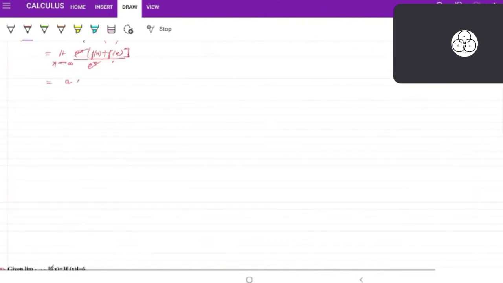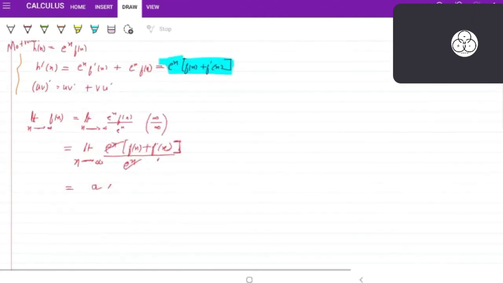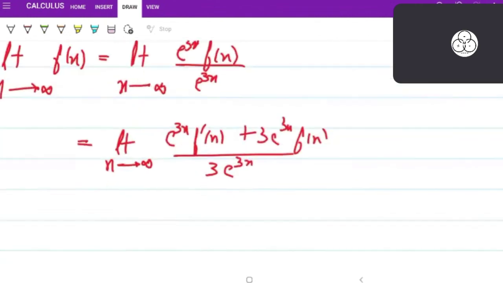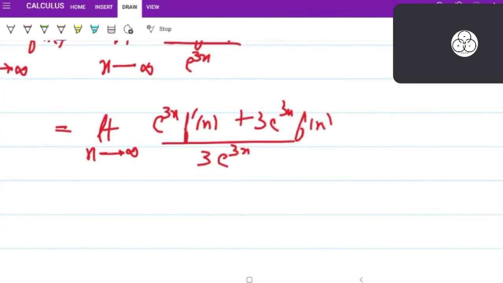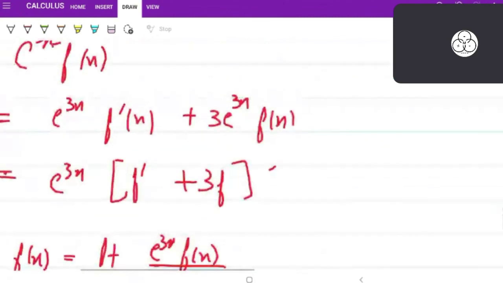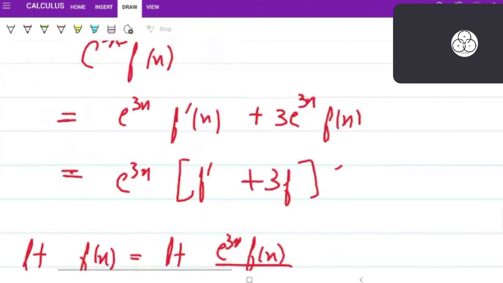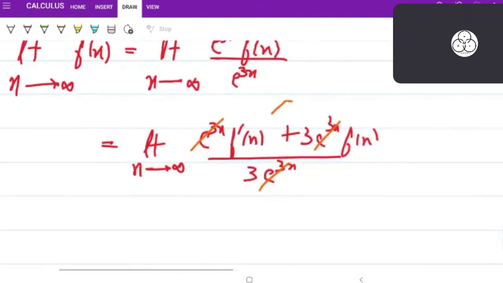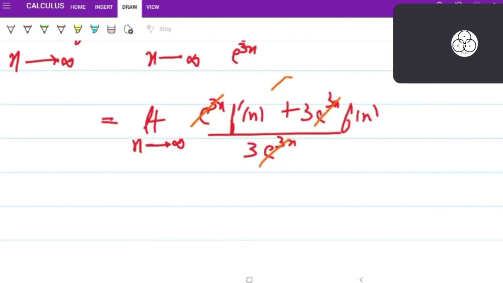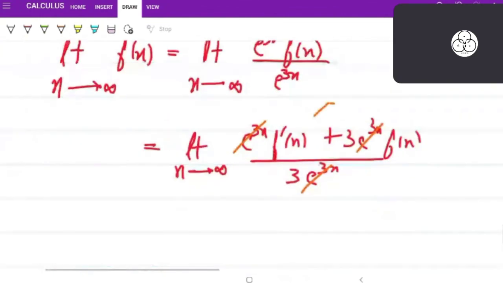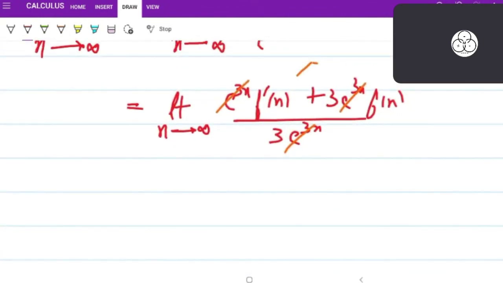Now let us cancel this e to the power 3x. This value we have been provided with: f dash x plus 3 f(x) is 6. So the limit as x tends to infinity is 6 divided by 3, and the answer is 2.